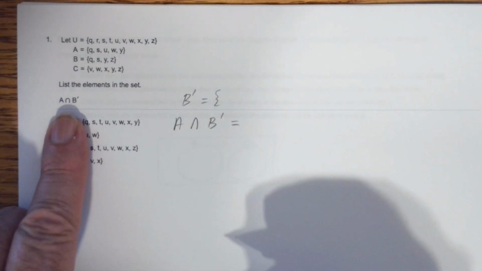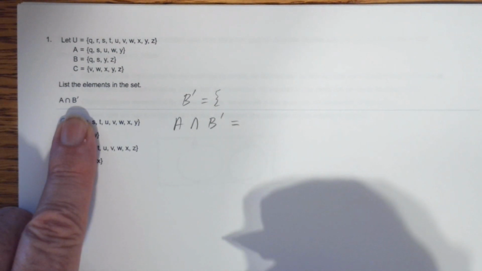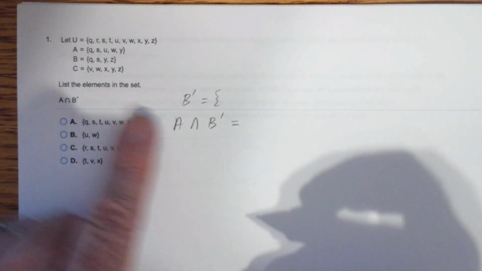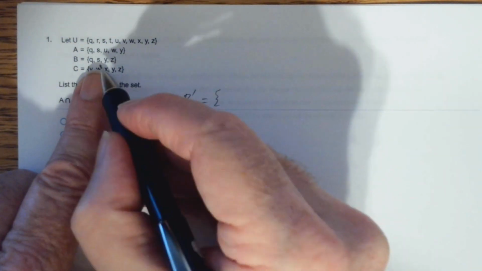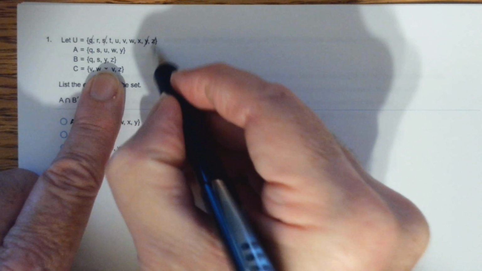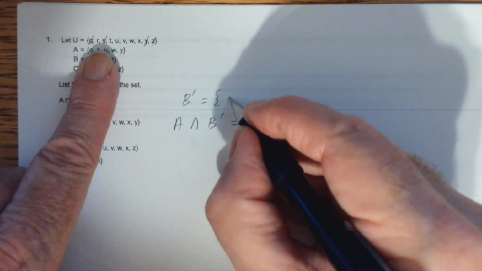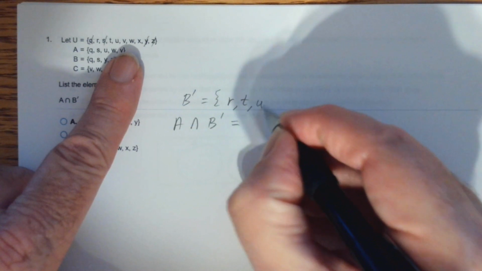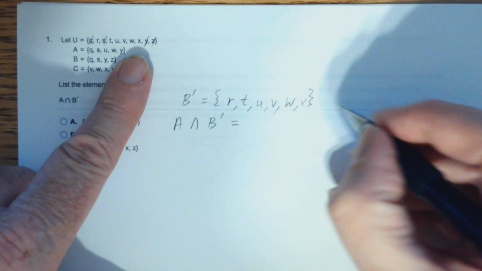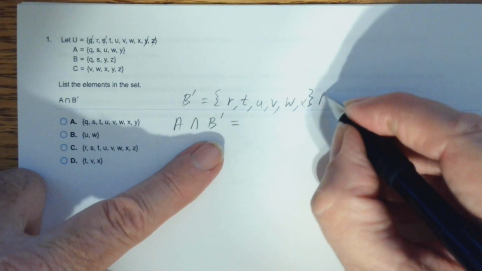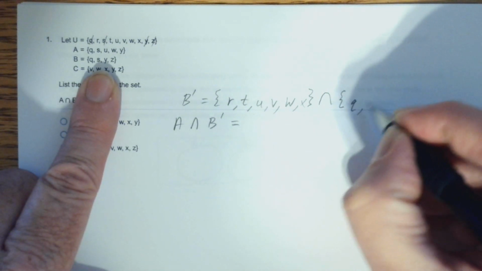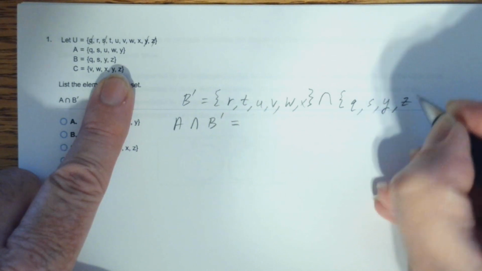So in order to find the intersection of A and B complement, we first need to find B complement. So that's the elements that are in the universal set that are not in B. So no Q, no S, no Y, and no Z. So that would be R, T, U, V, W, and X. Now we're going to intersect that with set A.